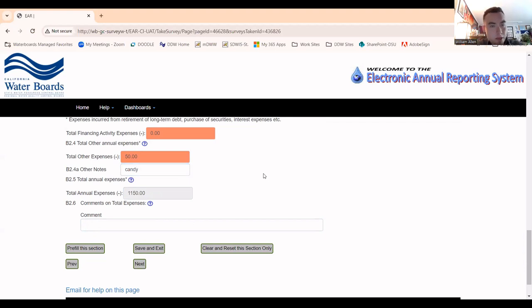Now, you will get a warning if your expenses exceed your revenue. I don't believe it prevents you from submitting your report, but it will give you a quick yellow flag saying that you are losing more money each year than you are gaining. So that might be an indication of your water system perhaps not doing so well financially. It's not a definitive declaration. It could just be an issue with how it's being reported, or maybe what we're asking for doesn't reflect the true nature of your system's income. But it is something to keep in mind that it will be flagged.